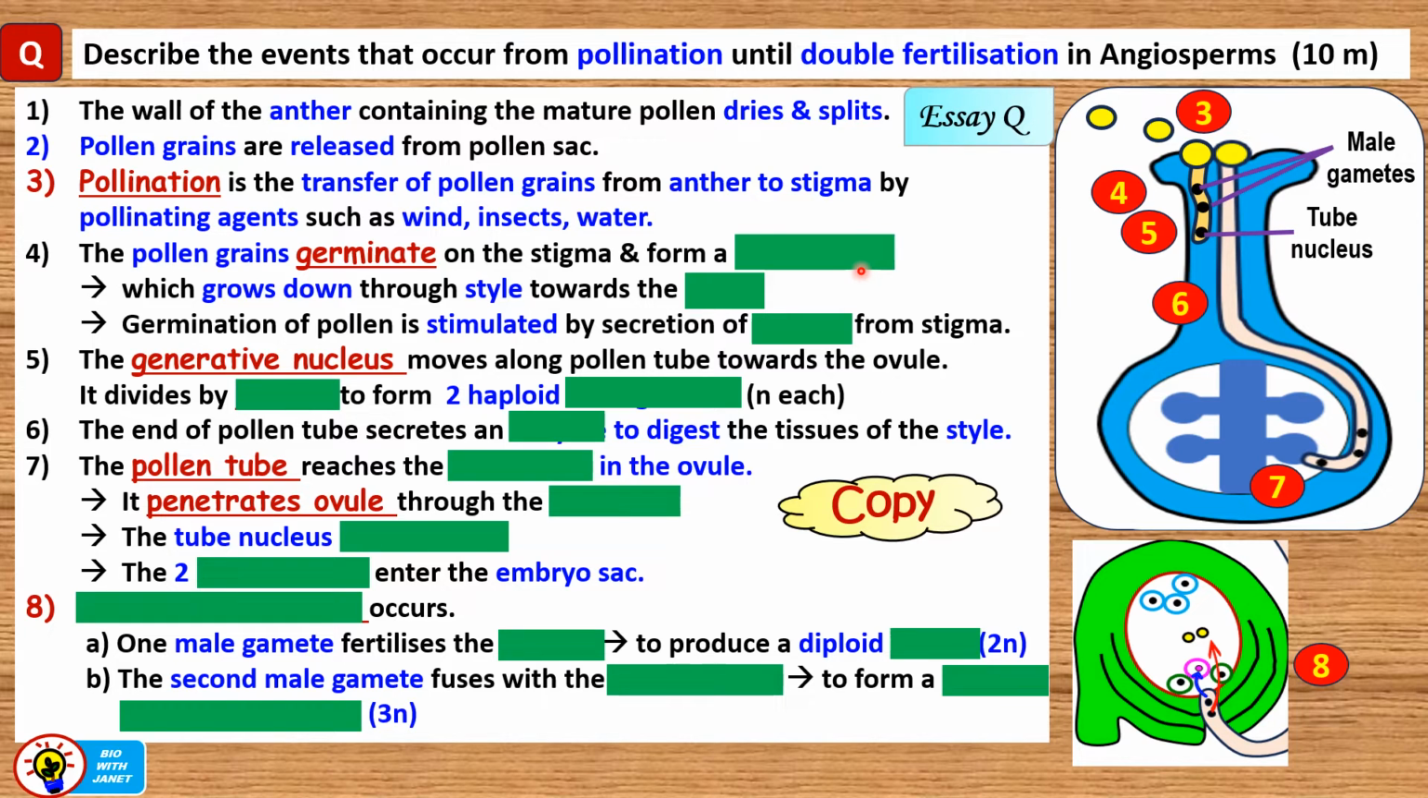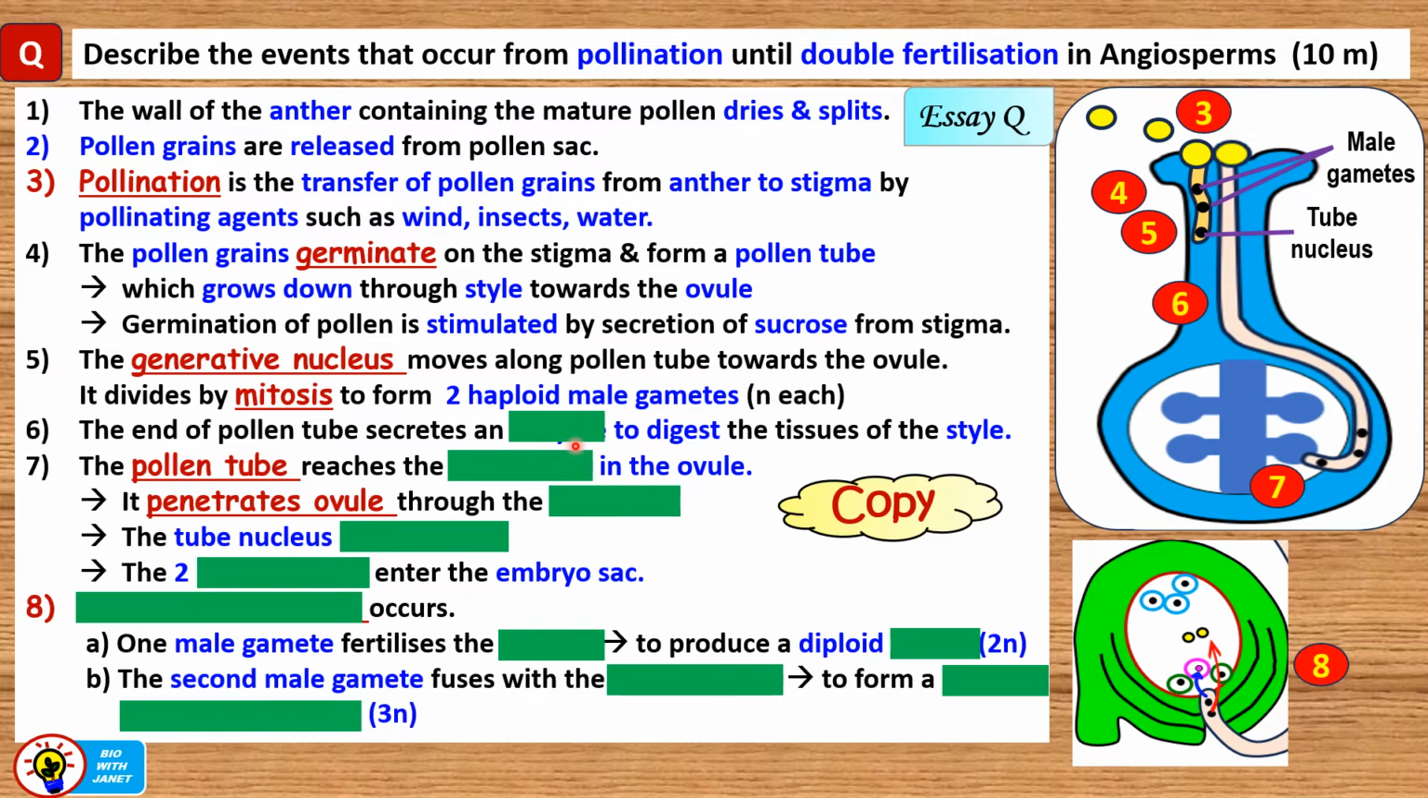And to germinate means it forms a what? Pollen tube, which grows down through the style towards the structure here called the ovule. Germination of pollen is stimulated by secretion of what from the stigma? Yes, sucrose. Okay. Now number 5, the generative nucleus moves along the pollen tube towards the ovule, and it is led by the tube nucleus in the front. It will then divide by what? To form two haploid what? Divides by mitosis, to form two haploid male gametes.